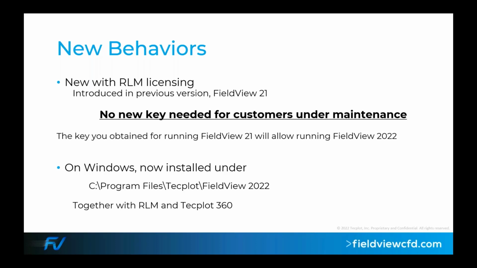The version number is no longer in the keys. This is controlled by the key expiration date or your maintenance expiration date. So if you have an annual key or if you have a perpetual key which is under maintenance, this information is contained in your key. And you just have to download and install FieldView 2022 to be able to run it. The same key that you're using now for FieldView 21 will run just as well. So it's a simpler operation to move to a new version.